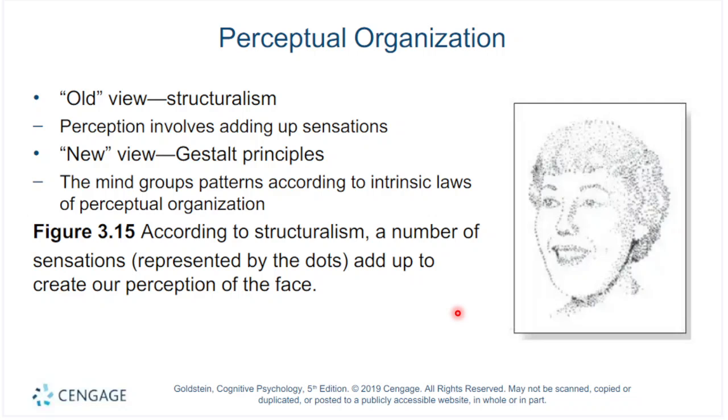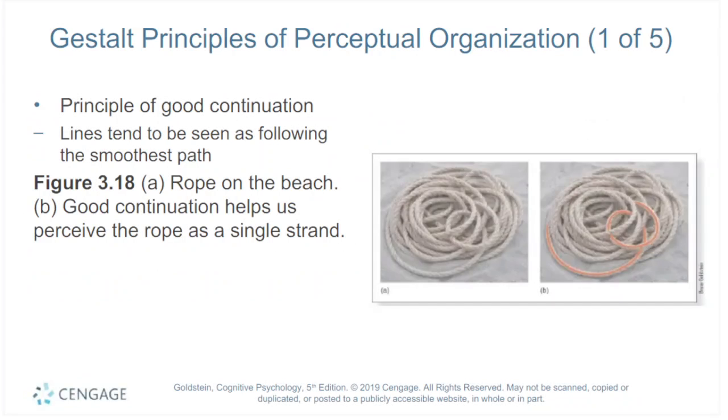Okay, so what's the first Gestalt principle? We have the principle of good continuation. It says that lines tend to be seen as following the smoothest path. So, the rope on the beach here, and then we also see the rope on the beach here. They are both on the beach.